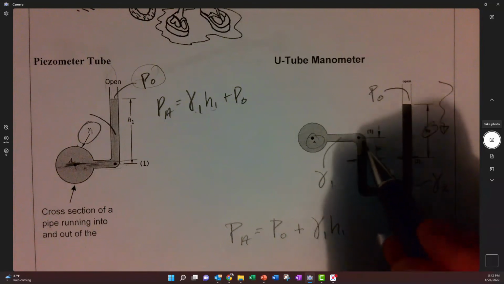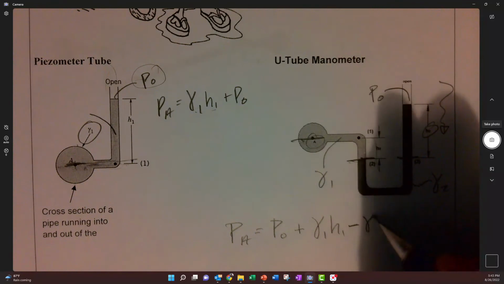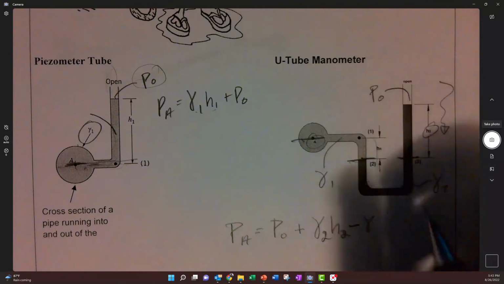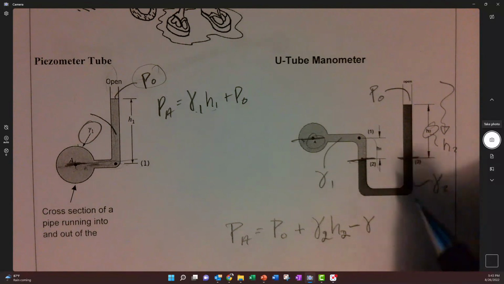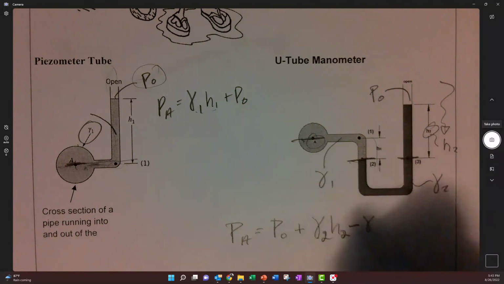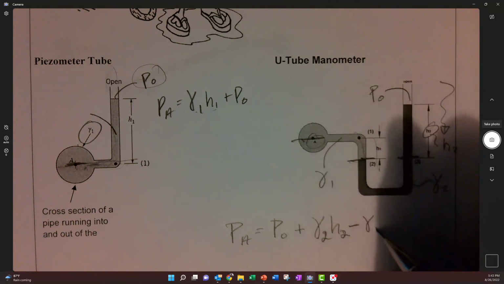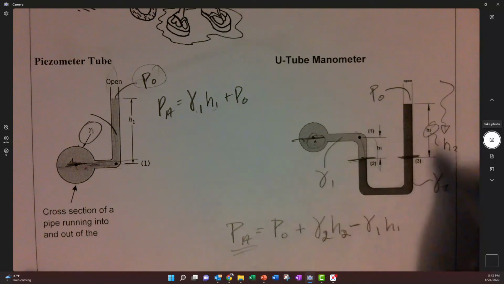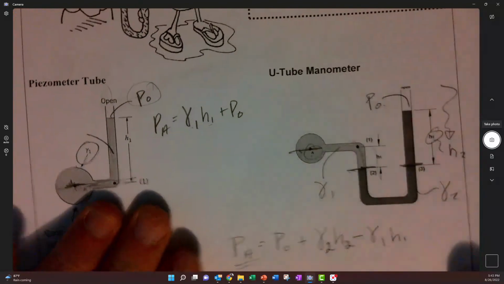But then we're going to swim up to get to this level right here. So it's going to be minus gamma, I'm sorry, this should have been 2. My bad. This is H2. I can't even read that. It says H2, yeah. My poor eyes. So gamma 2, H2 as we're swimming down, and then we get to this level, and then we start swimming up. So it's gamma 1 and then H1, but it's negative because of that. And that's going to get us the desired pressure. So we start out with atmospheric, swim down, swim up, get to the spot that we want.